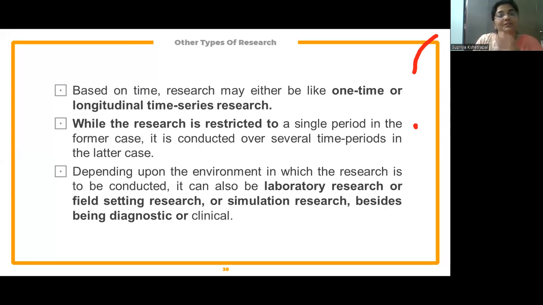Now other types of research. So the longitudinal time series research, okay, that means research may be one time or longitudinal, ठीक है। ये दोनों यानी हम एक समय में एक कर सकते हैं या तो फिर एक समय में दो पैरेलली भी कर सकते हैं, राइट। So that is known as a longitudinal time series research. While the research is restricted to a single period in the former case, it is conducted over several time periods in the latter case, okay.